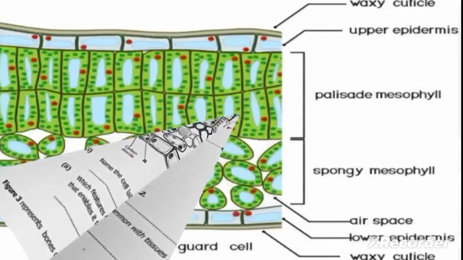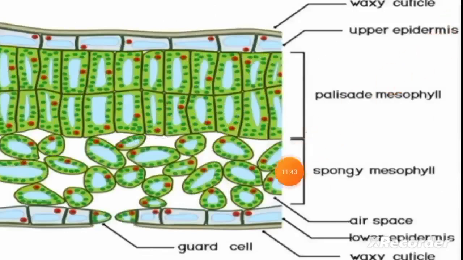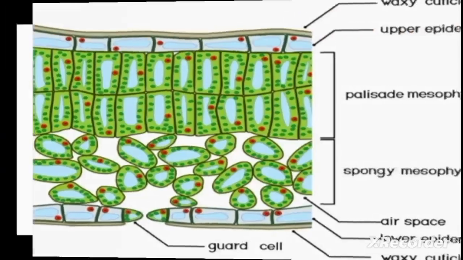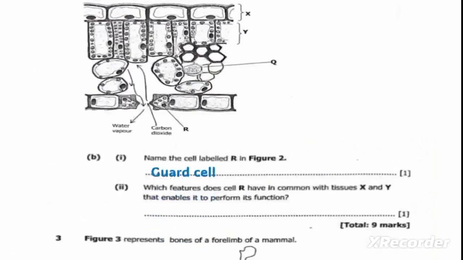We shift to question 2b. Question 2b, Roman numeral 1. Name the cell labeled R in figure 2. So the cell labeled R, this one is a guard cell. Why are we saying this one is a guard cell? Because it is near stoma, or stomata. So our correct answer is guard cell.